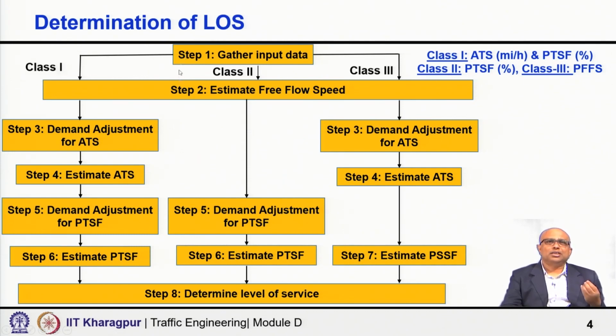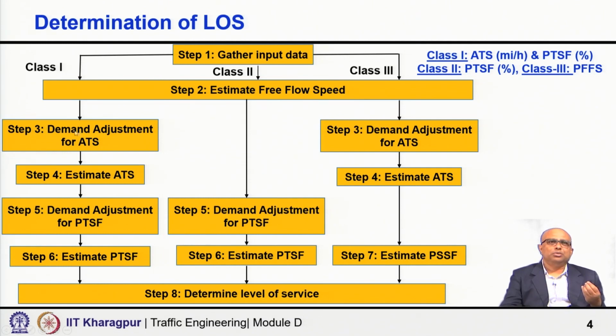Now, according to that, the flow chart shows how, stepwise, we can go ahead to determine the level of service for a given two-lane highway segment. It starts with step 1, gather input data. Then step 2 is estimate free flow speed. These two steps are common for all classes of road. Then, for class 1 road we need to calculate ATS and PTSF. Steps 3 and 4 are related to ATS and steps 5 and 6 are related to PTSF.